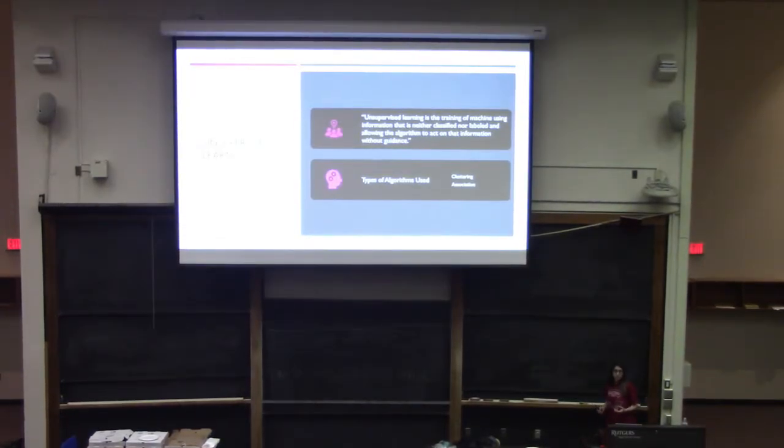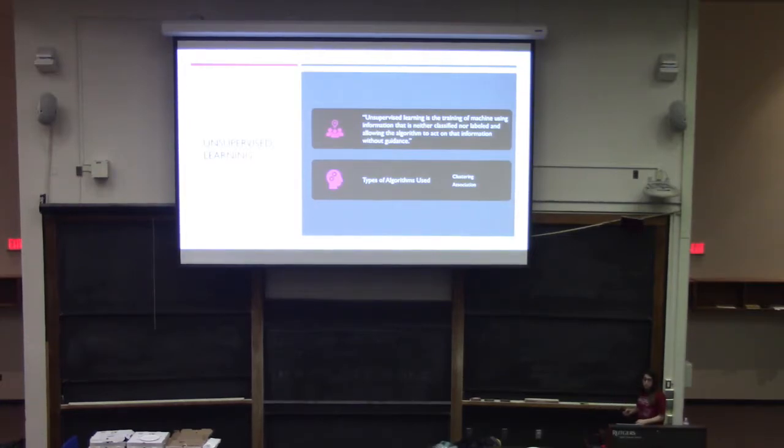So unsupervised learning is the training of a machine using information that is neither classified nor labeled. And this allows the algorithm to act on that information without guidance. Some of the algorithms are clustering and association. A clustering problem is where you want to discover the inherent groupings in the data, such as grouping customers by purchasing behavior. Association is a learning problem where you want to discover rules that describe portions of your data, such as when people that buy X also buy Y.